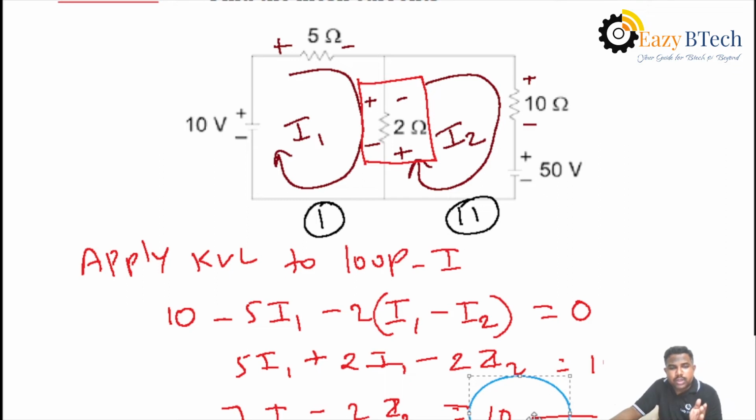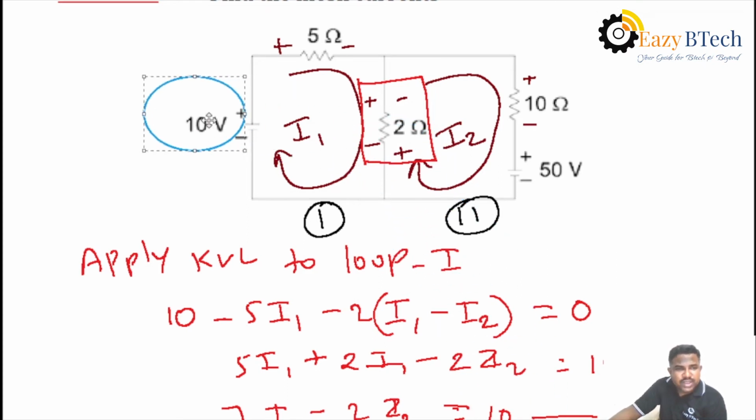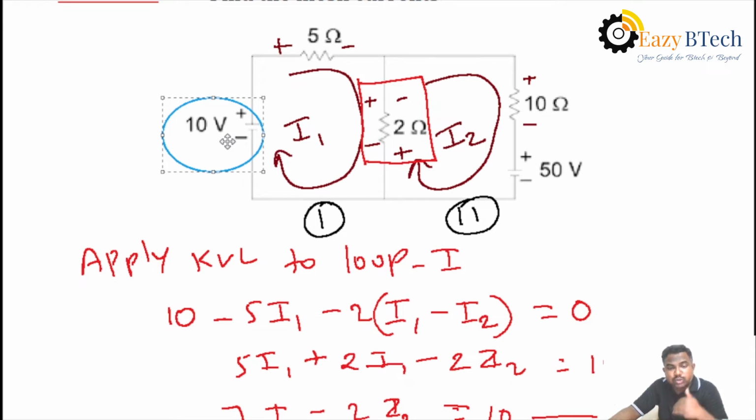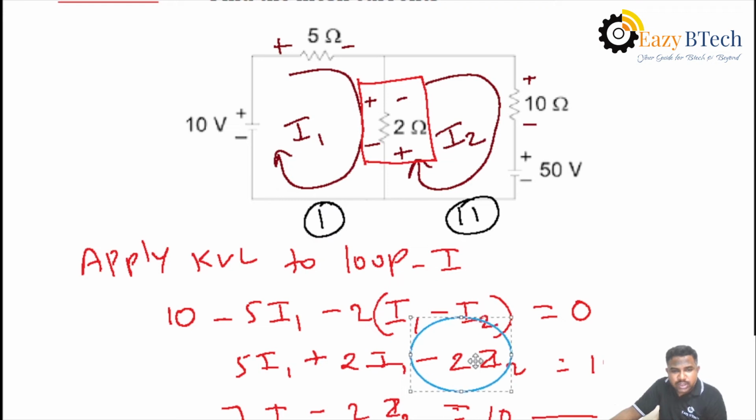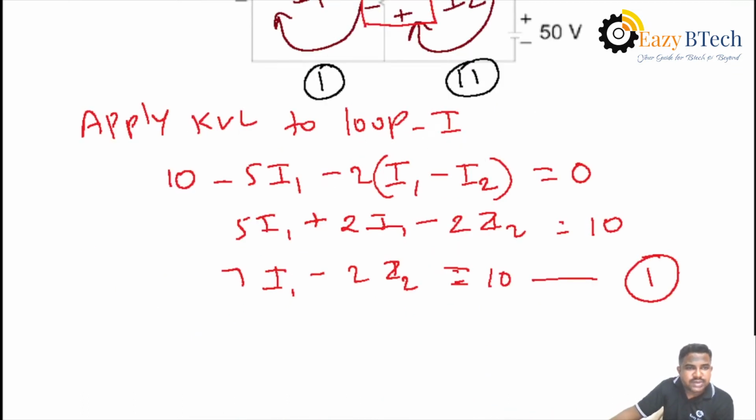Before the equal to, you can write down the sum of voltage drops across the resistances. After the equal to, you can write down the sum of voltage sources in the corresponding loop. In the first loop, we have only the 10 volt source, and I1 is passing from minus to plus, that is lower to higher potential. That's why after the equal to you write down the positive 10. In the same way, we have to write down the loop equation for the second loop also.